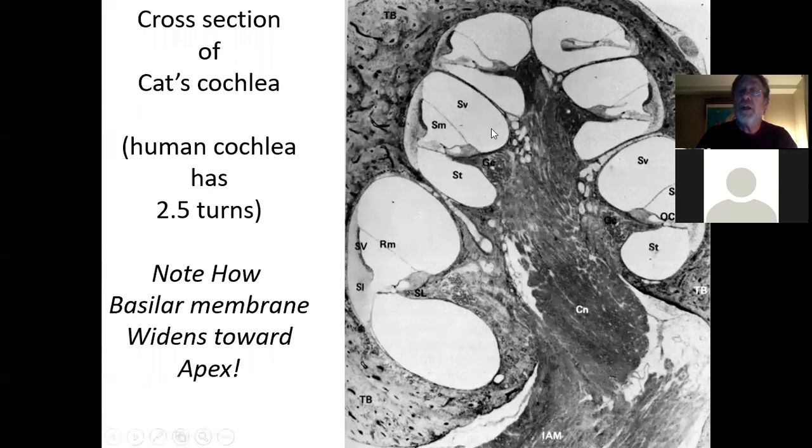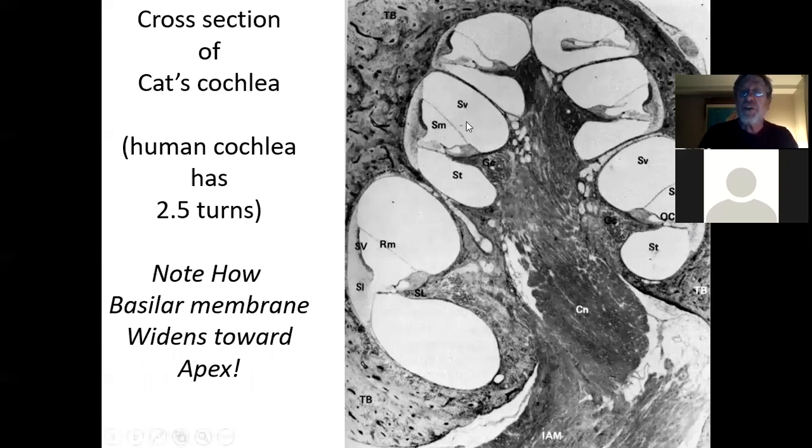Bony, membranous. Bony, membranous. So you'll see these little initials here too. They call this area the scala tympani. They call this the scala media, and they call this the scala vestibuli. Scala vestibuli, bony labyrinth. Scala tympani, bony labyrinth. Scala media, membranous labyrinth.